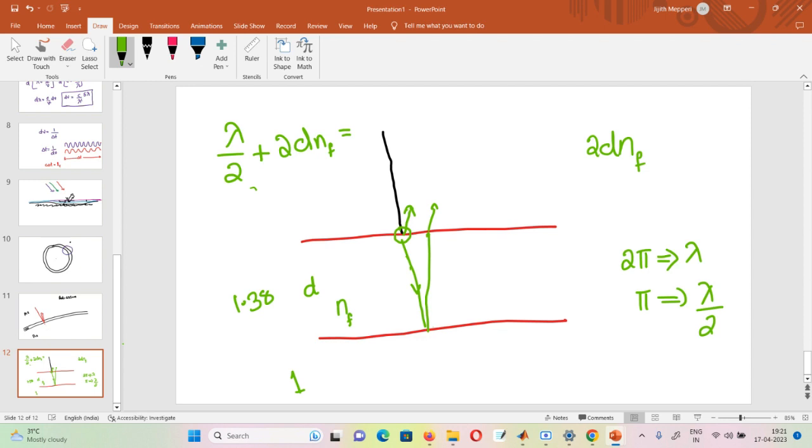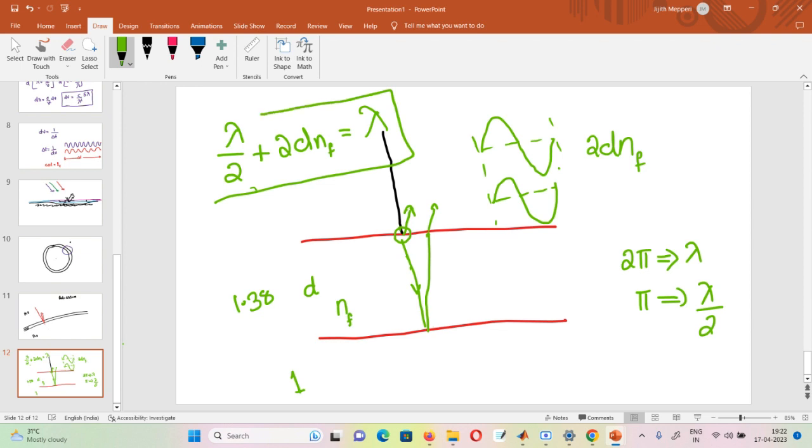And if that path difference corresponds to lambda, you are going to get a bright band. Correct? If your total path difference matches your wavelength, what will happen? This will combine to form a bright interference. Correct? Constructive. Yeah, it will go into constructive interference. So your condition for constructive interference is this one for this particular case.